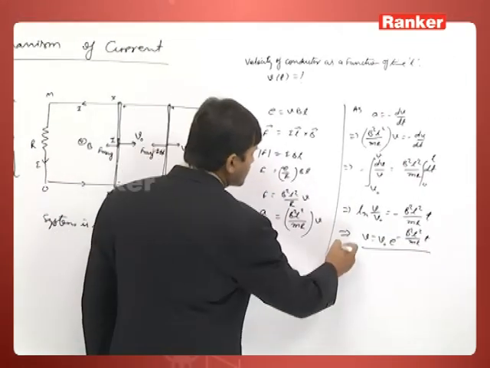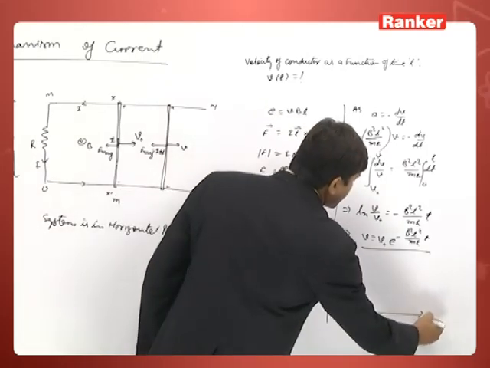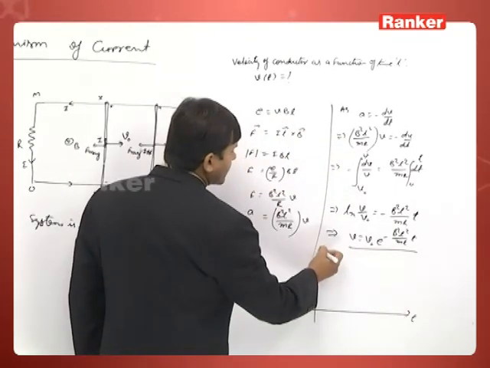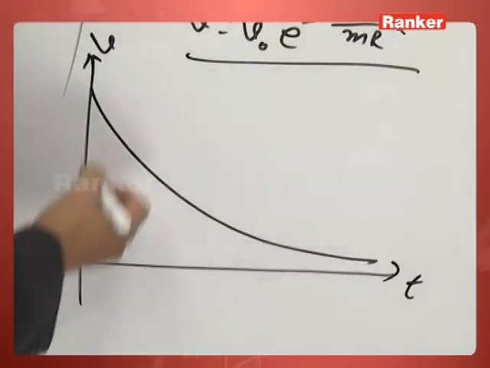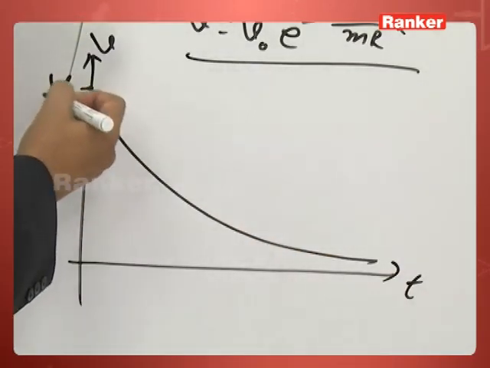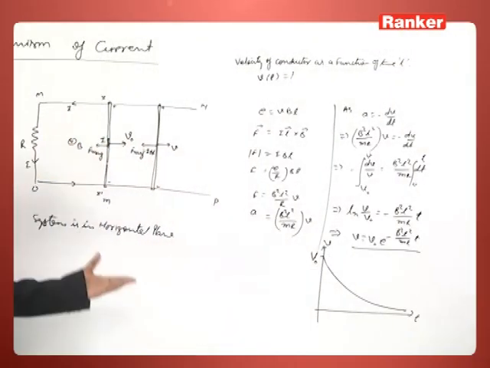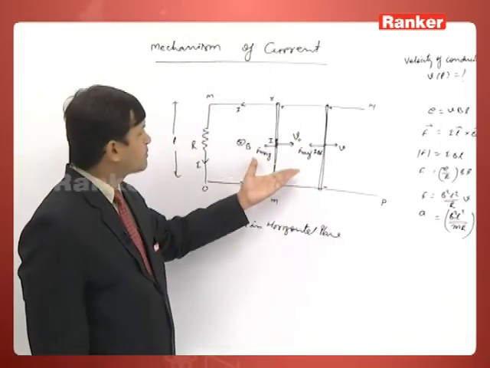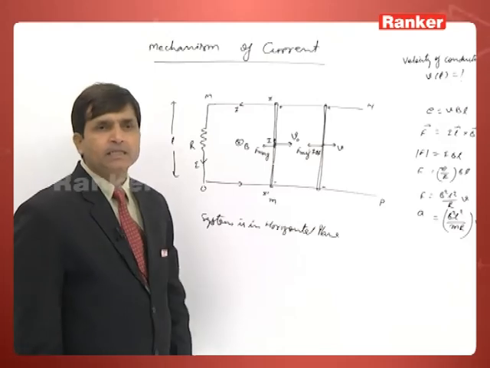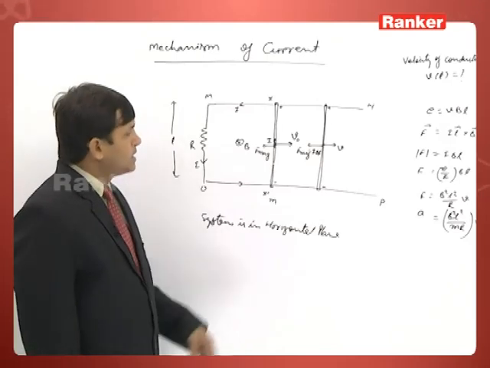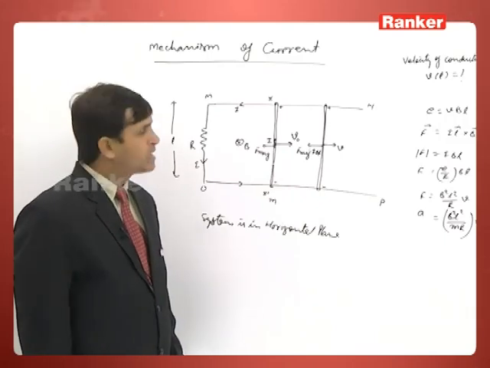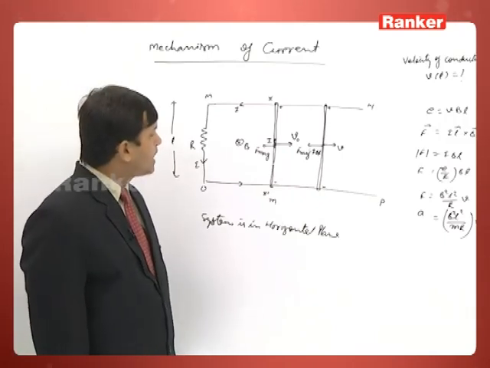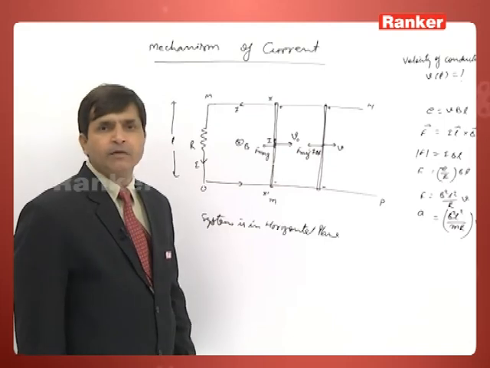So if we want to see the graph of how the velocity varies with time, we can have this type of relation like this. So this is the variation of velocity of a conductor. So that can be said as the mechanism of current, what is happening when current starts flowing. Now in this problem so many things can be changed, so many things can be done here, and we can have different types of problems.